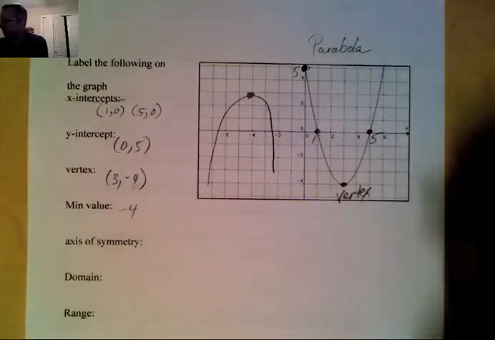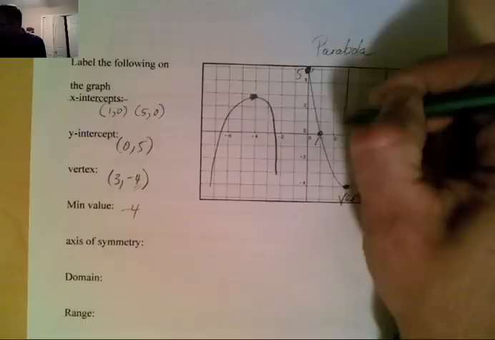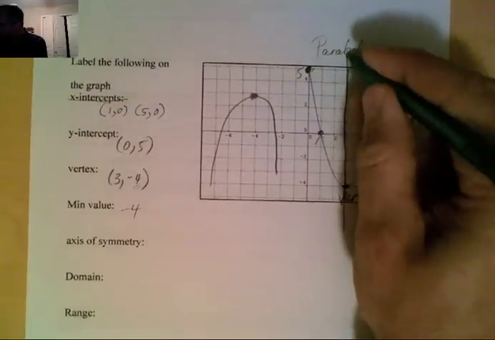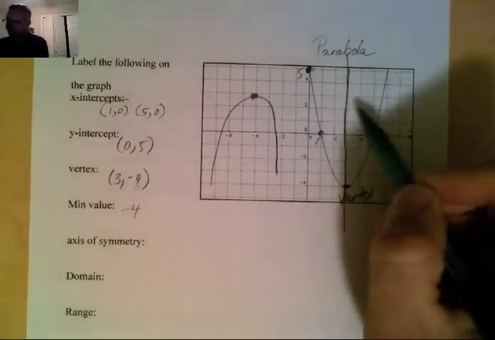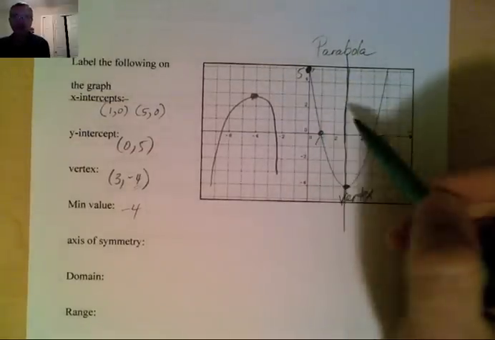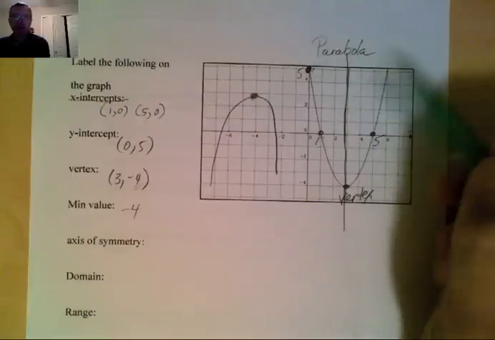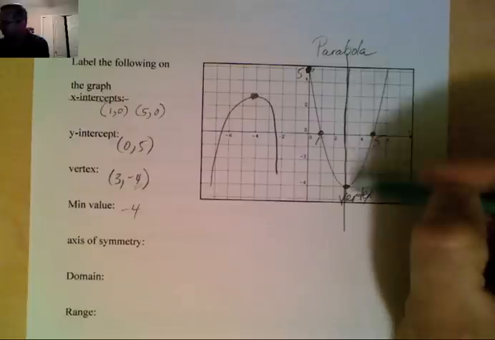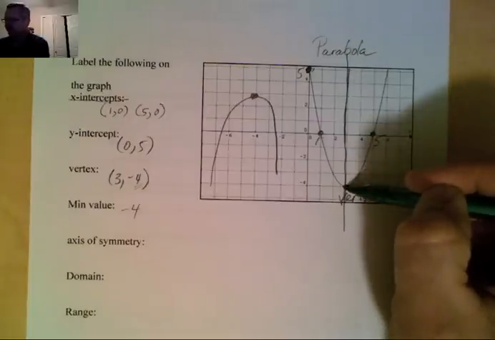The axis of symmetry, that's an imaginary line that is vertical, goes up and down. It cuts or slices our graph in half. Our graph of our parabola is symmetrical. It is two equal pieces. The axis of symmetry always passes through the vertex.